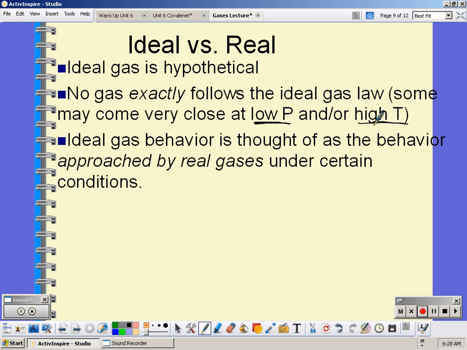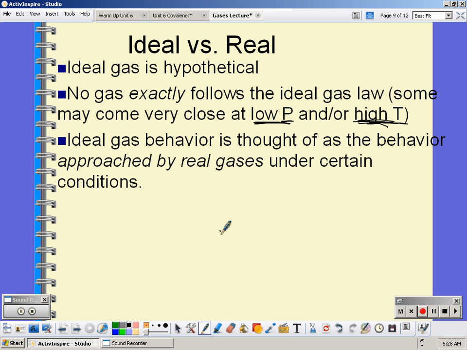So at low pressure, our gases are allowed to expand, increase the volume, so they are farther apart, they're not interacting as much, so their intermolecular forces become weaker. At high temperature, the gas is moving more, and so it will spread out some more, and again, our intermolecular forces won't come into question. So ideal gas behavior is thought of as the behavior approached by real gases under the conditions of low pressure and high temperature.